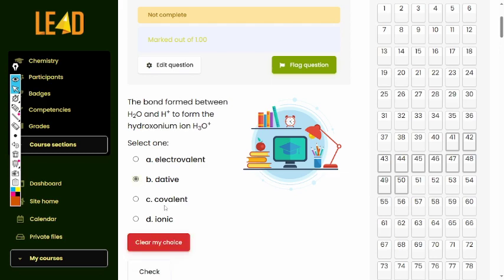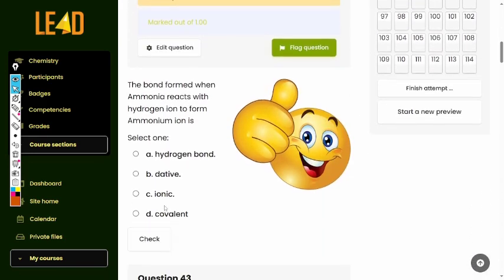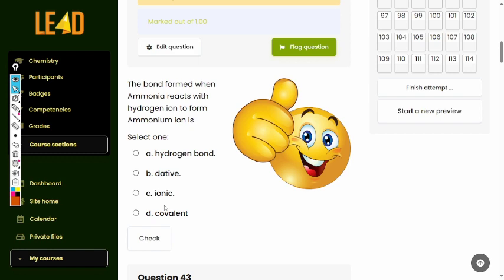Dative. Okay. 42. The bond formed when ammonia reacts with hydrogen ion to form ammonium ion is... So we use the Lewis structure also. Lewis structure for ammonia. This is nitrogen with 5 outermost electrons. You see, this is 5. So 1 hydrogen bonds here, another hydrogen bonds here, and another hydrogen bonds here to give us NH3.